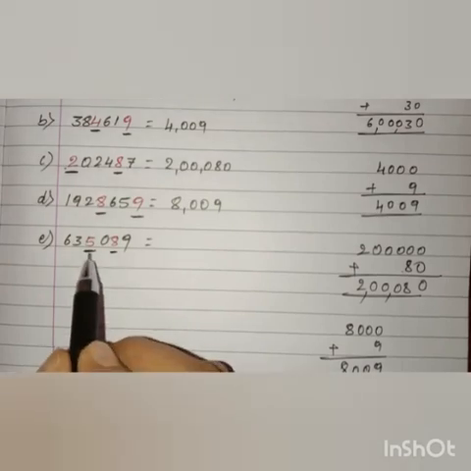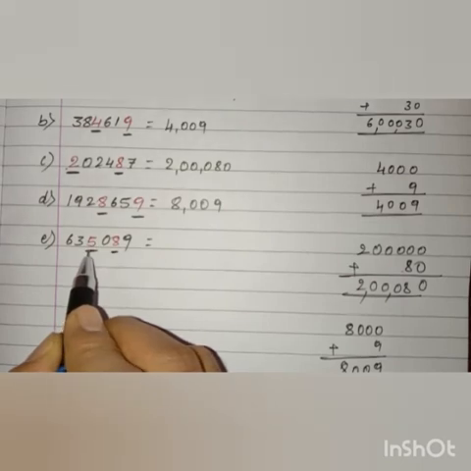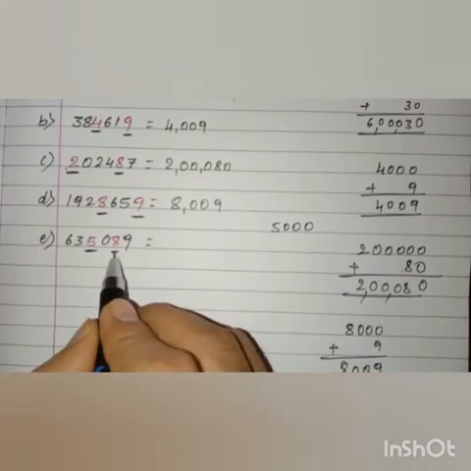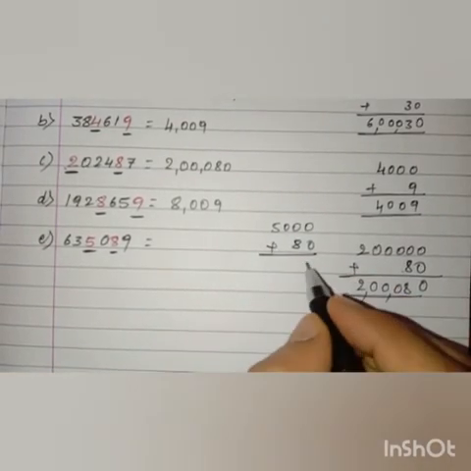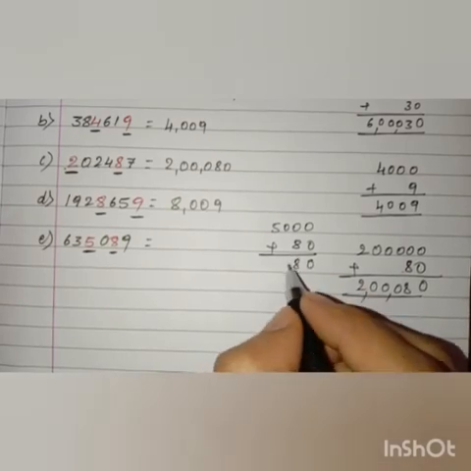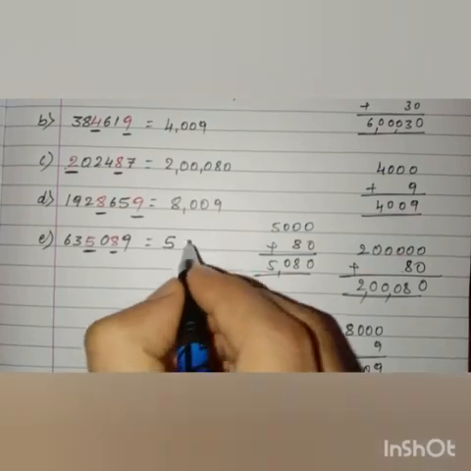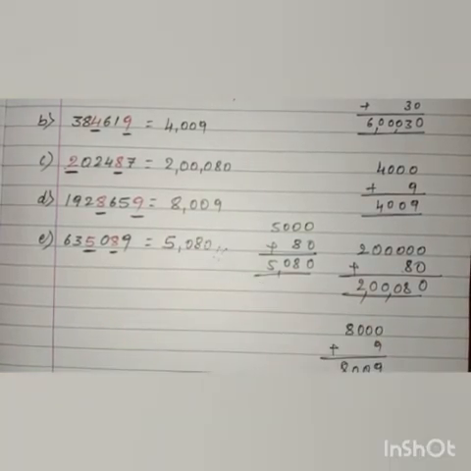So what is the place of 5? So it is at the thousands place, so 5 into 1000 is 5000. So 8 is at tens place, so 8 into 10 is 80. So add these two. So 0, 0 plus 8 is 8, 0 as it is, 5 as it is, so that 5080 is the sum of the place values of the colored digits.